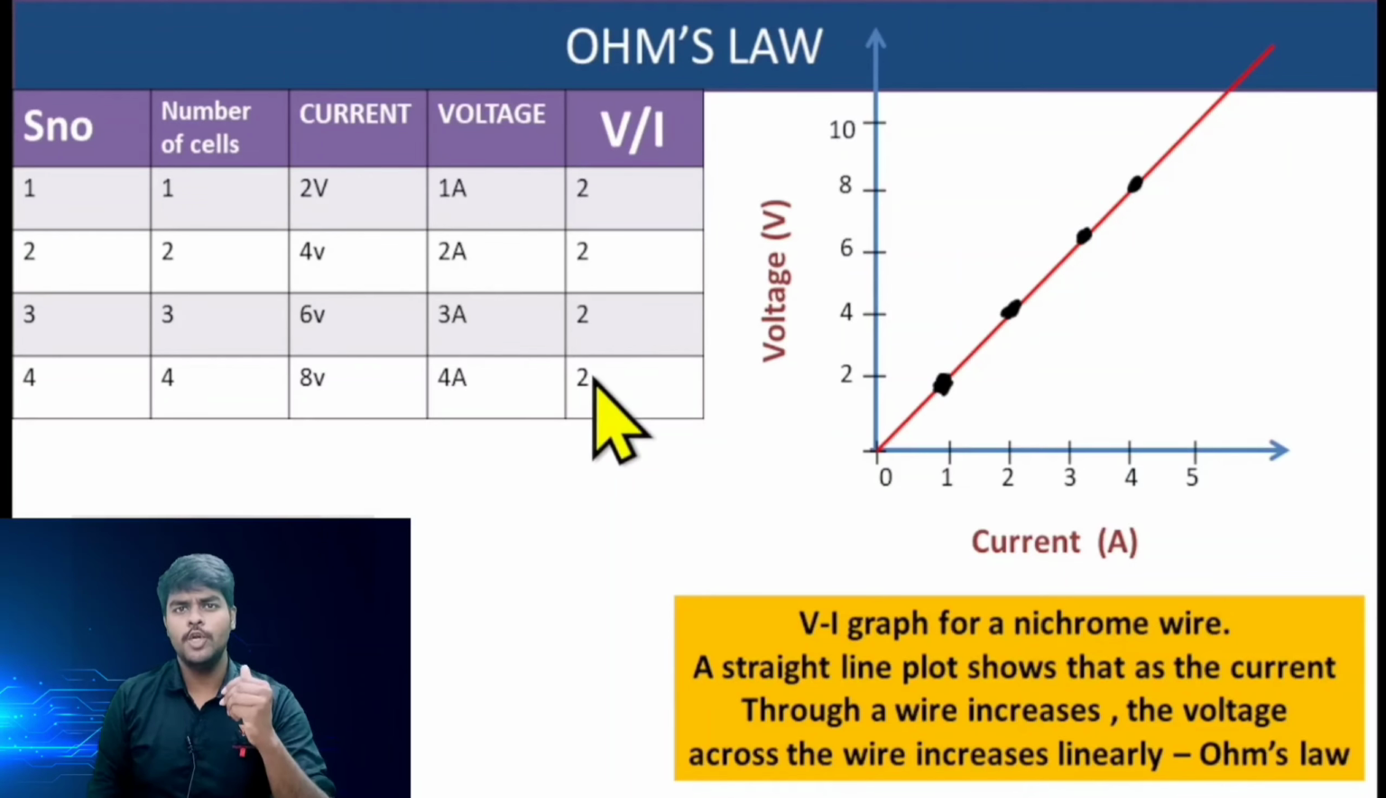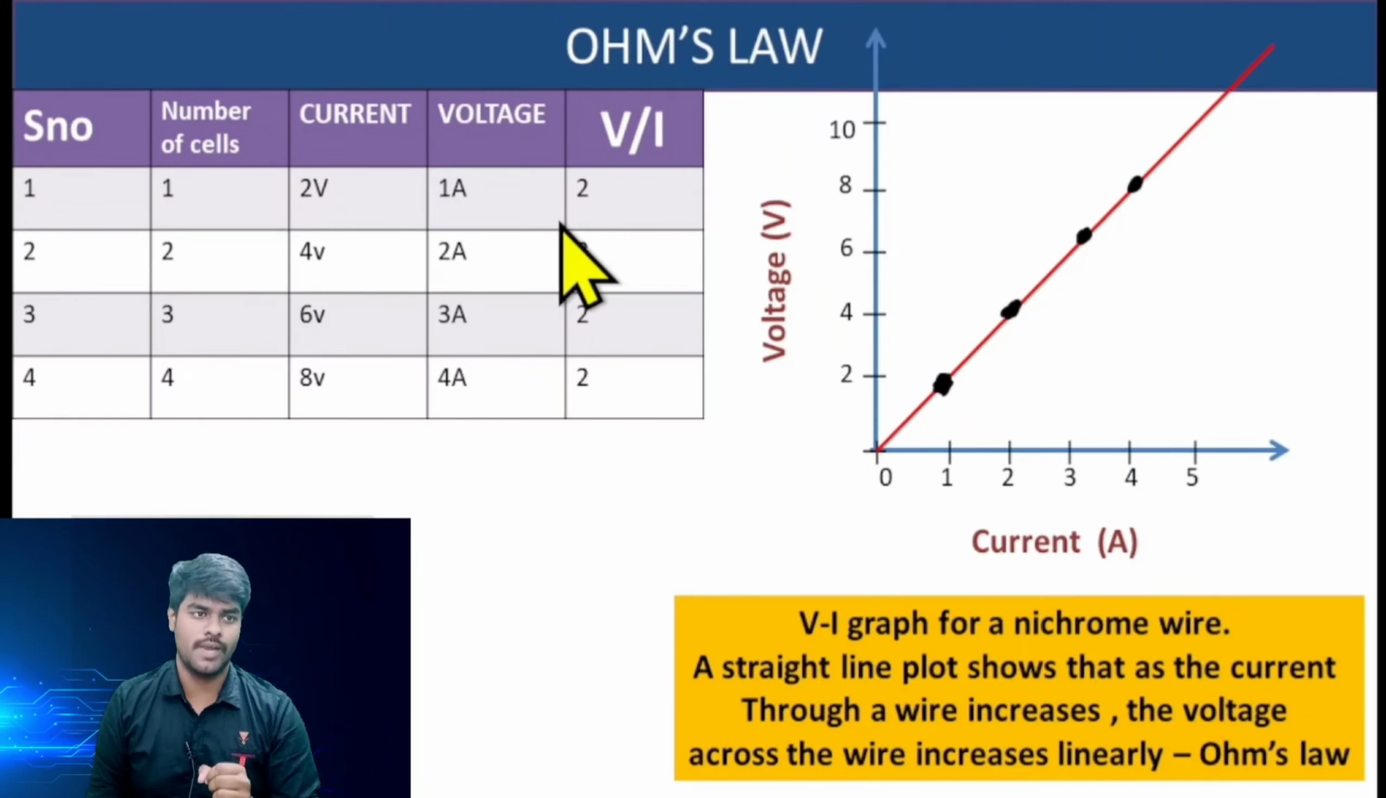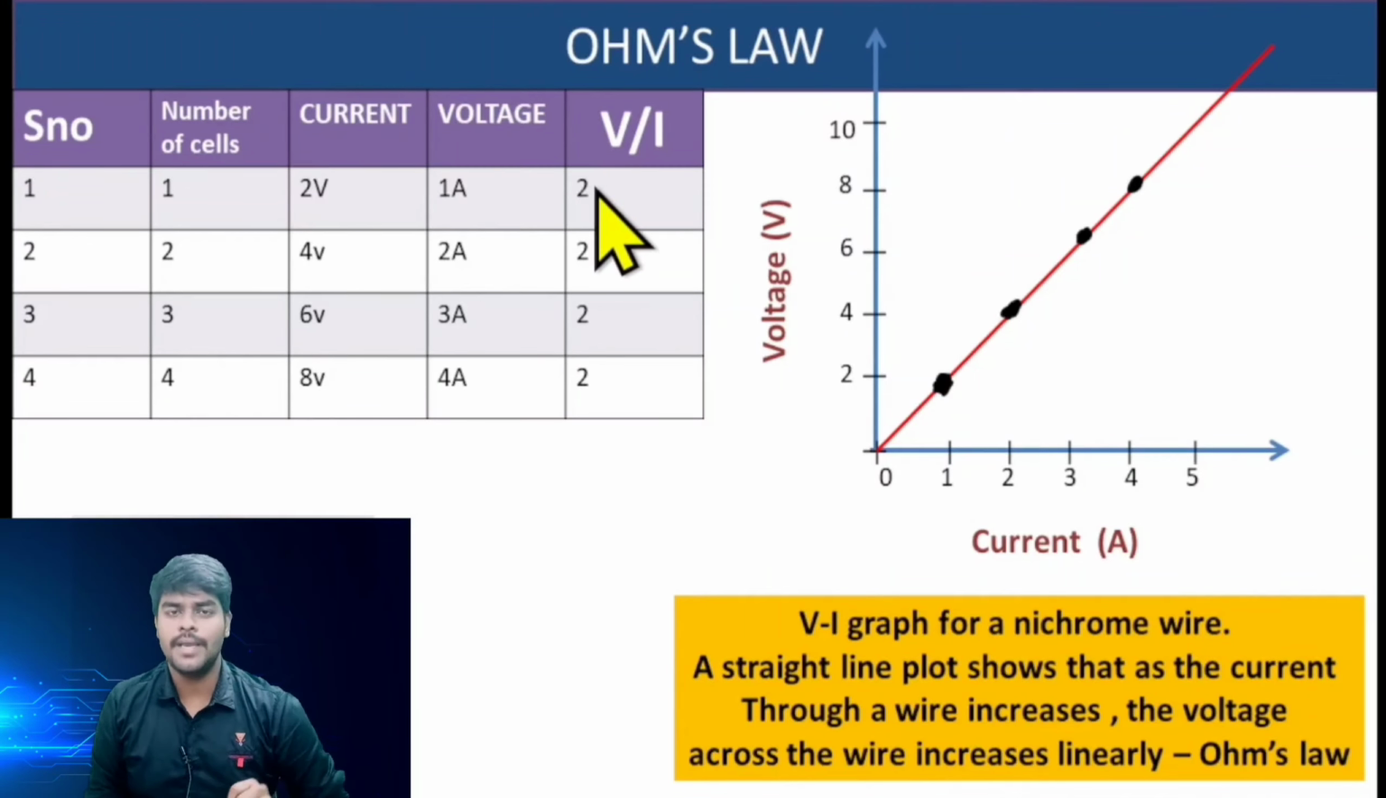Suppose you do the experiment really, you don't get exactly these values. You get approximate values. Just for your better understanding, I took these values. But what is the meaning of V by I? There is a main question we have.